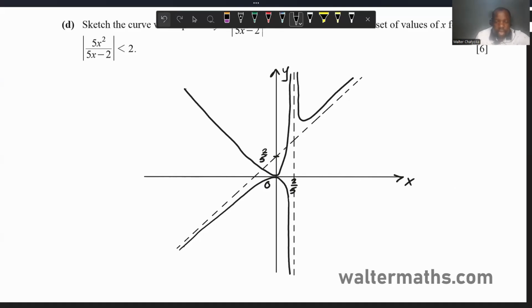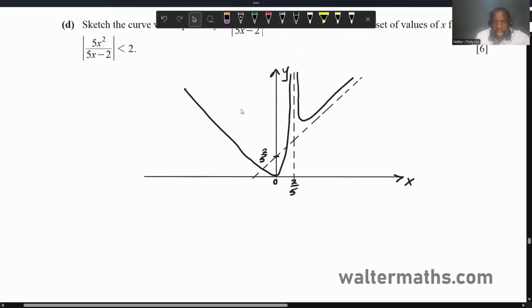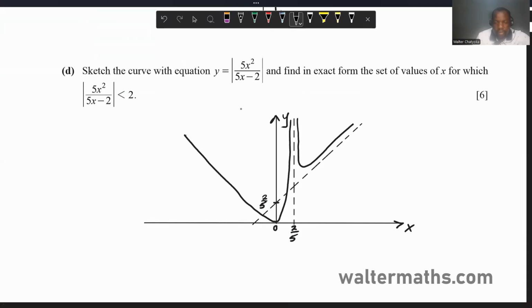Okay, so something like this, all right? And we are going to remove everything that is below the x-axis. All right, so we have 0 here. There was 2/5. So this is basically the modulus graph, like this. And then they say in the question, we should find in exact form the set of values of x for which the modulus graph is less than 2.